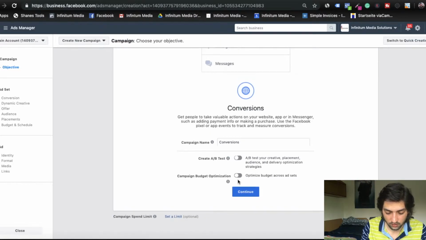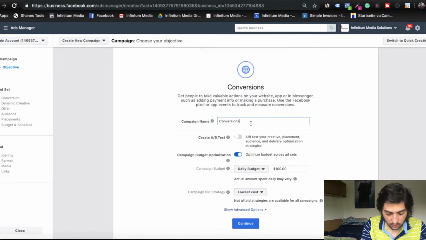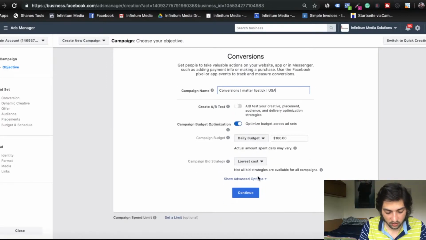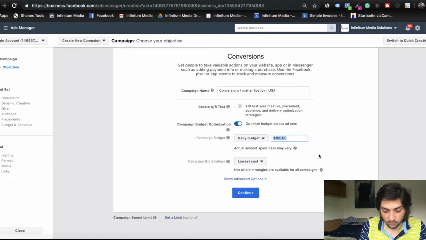So go for conversions, click campaign budget optimization, and write whatever name you want for your campaigns. So I'm just going to do it like this. You can obviously be creative and think how you want to manage. The idea of the campaign names is that it becomes easier for you to manage on a daily basis. So the daily budget, as I said, is 5 ad sets, $5 each, 25.